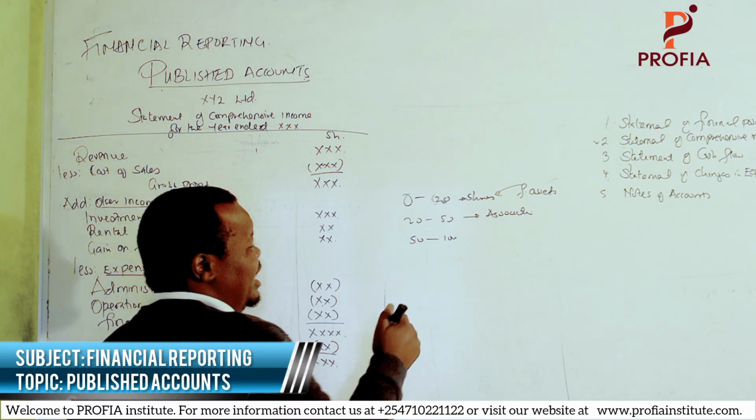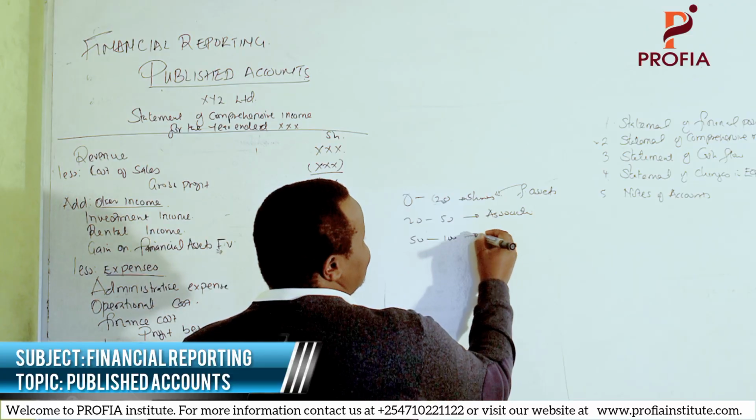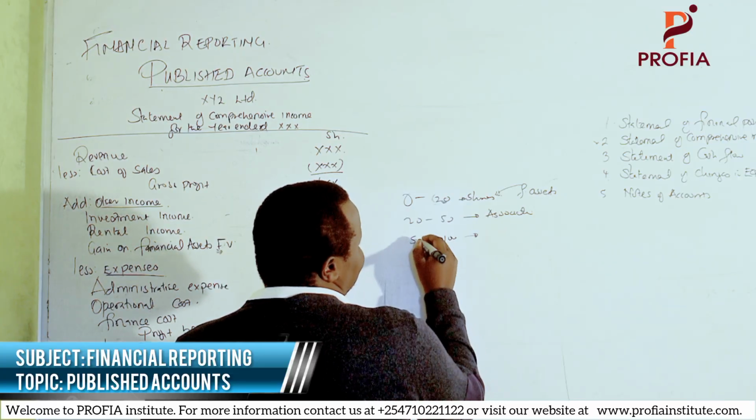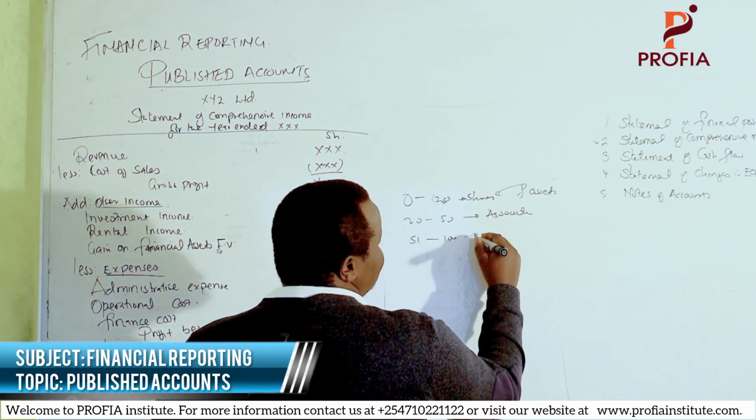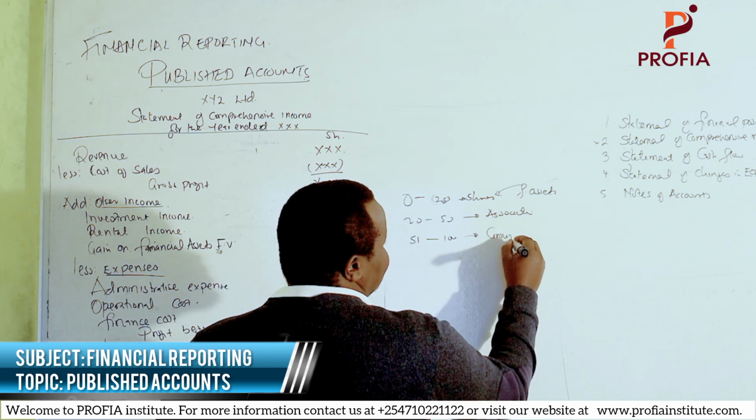So anyway, we have 50 to 100. This is what we call what? 50. I always say 51, 51 to 100. This is what we call group accounting.